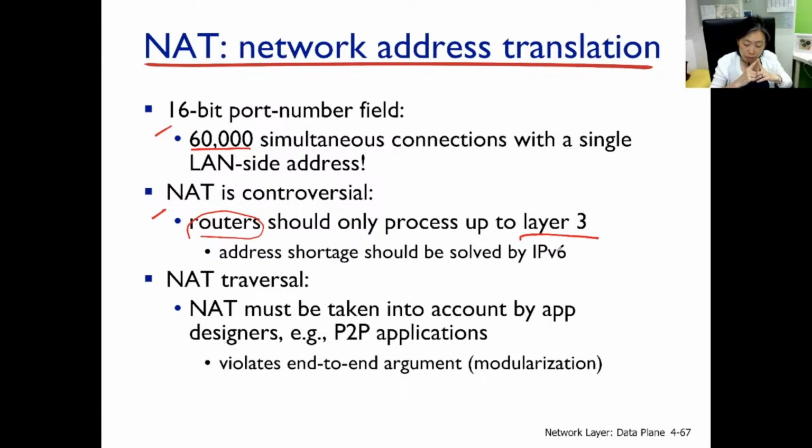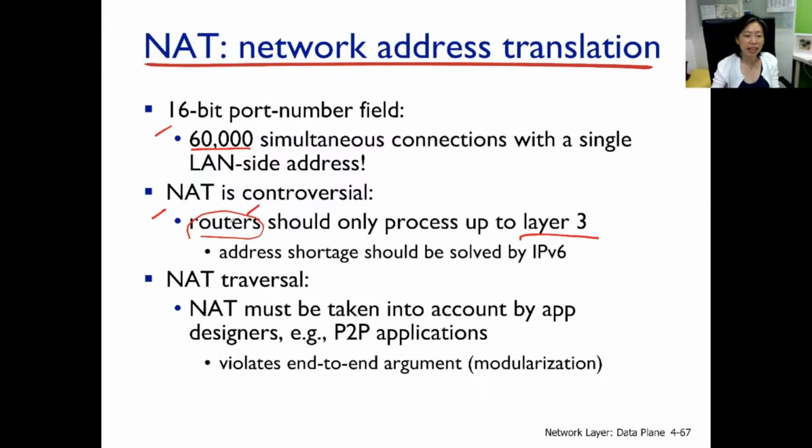But port number, if you recall, in chapter 3, the transport layer, port numbers are there to differentiate different processes running on the host. It's actually a layer 4 notion. It's in the transport layer header, in the layer 4 header. So NAT as a router should not be doing that.